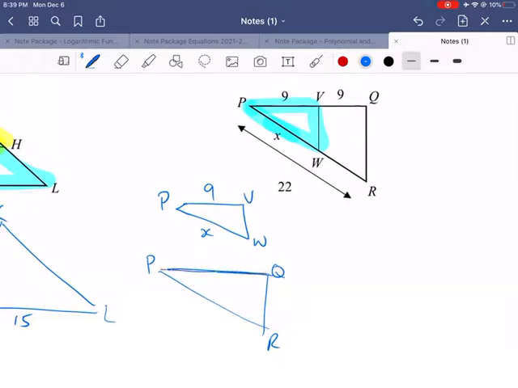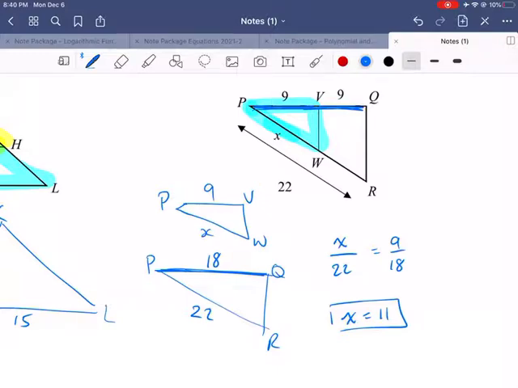Now, how do we figure out this entire side length here? Well, this part's 9, and this part's 9, so the entire thing must be 18. Okay, and then the hypotenuse on this side, well, I'm assuming it's hypotenuse, is 22. So let's go ahead and solve for the unknown side. So we're going to start with X over its corresponding side of 22 and compare that to 9 over 18. And if you solve, you'll get X equals 11.